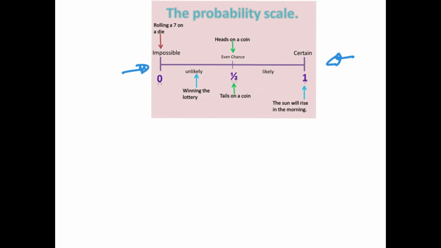So for example, here the possibility of rolling a 7 up here is a 0 chance, especially if it's a 6-sided die. Certainty here, the sun will rise in the morning, so it's definitely going to happen. Here we have a heads on a coin, so we have a 2-sided coin, one side's even or heads, one side's odd, so you've got a 50-50 chance or an even chance of getting that.